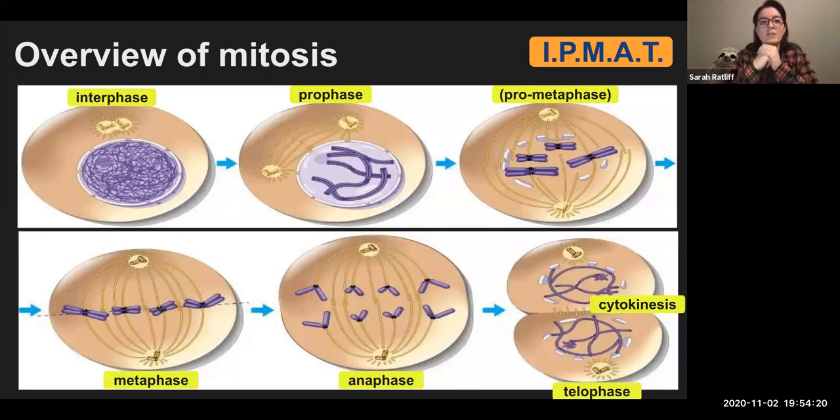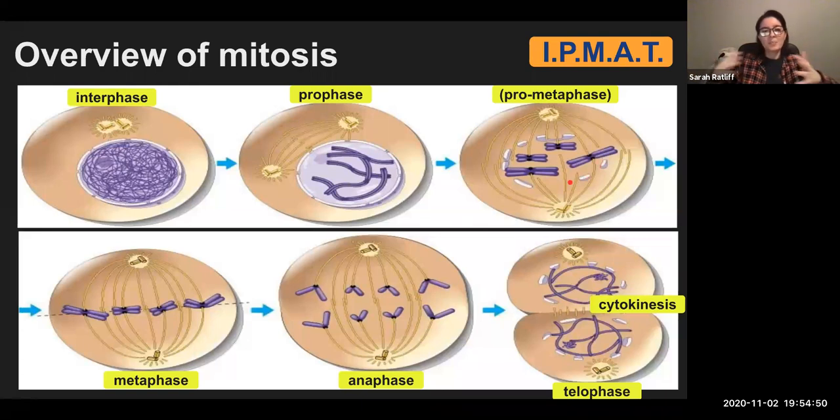So here we go. Another overview. Repetition is key here. Interphase, we have all of our organelles here. We have our centrioles chilling. We have our DNA all squiggly and noodle-like. We move on to prophase. Things are starting to happen. Our chromosomes are forming. Our nuclear envelope is getting a little wiggly. Our centrioles are starting to move to opposite sides of the cell.